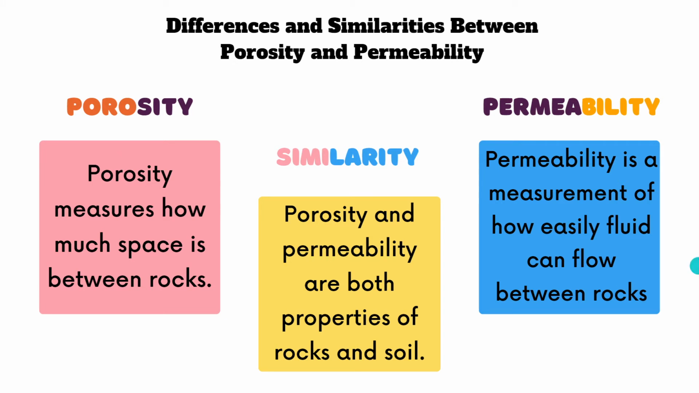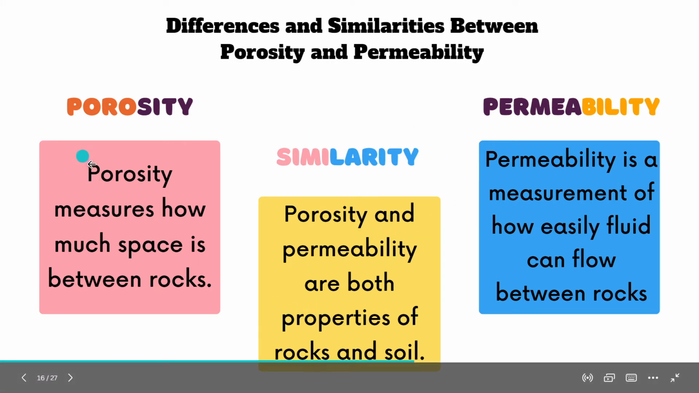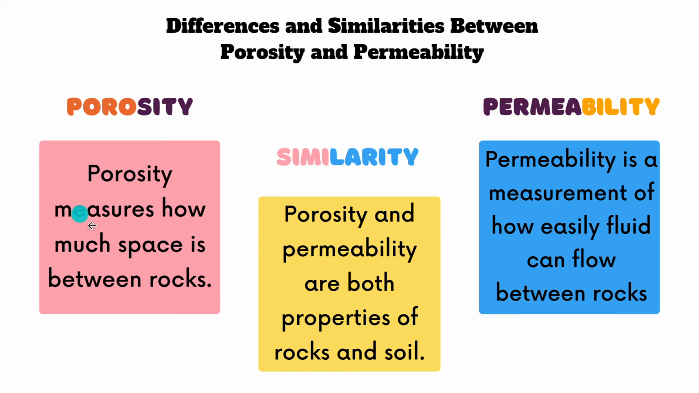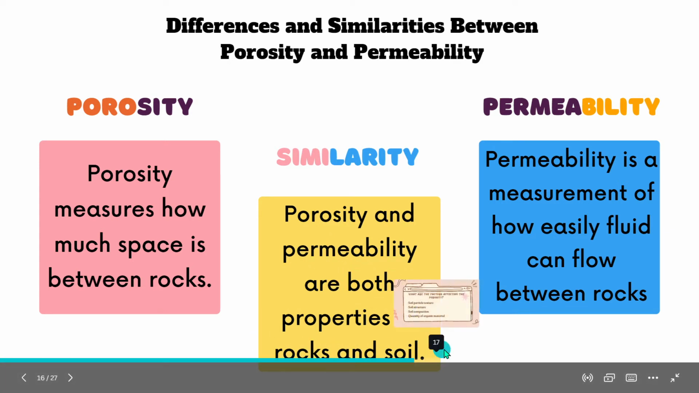Now, we have the differences and similarities between porosity and permeability. So, this is our porosity and this is our permeability, and their similarities are here. We will know first the porosity. Porosity measures how much space is between rocks. Permeability is a measurement of how easily fluid can flow between the rocks. It also measures how easily fluids can flow between the rocks. Their similarity is that porosity and permeability are both properties of rock and soil.